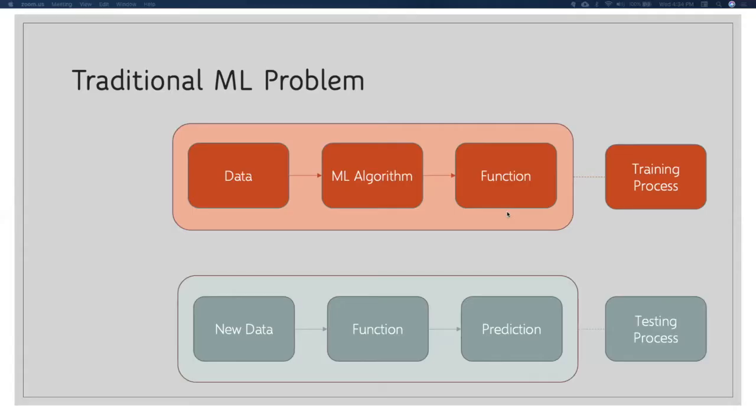So this is how a traditional machine learning problem looks like. Basically, the training cycle contains three building blocks: you have the data, the machine learning algorithm, and the objective of the machine learning algorithm is to give us a function which does the predictions for us. Then we use that particular function on some new data samples and do some predictions, and that process is called the testing process.